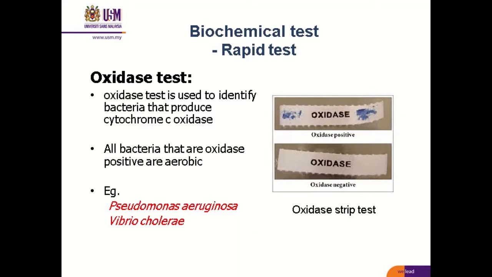And then another biochemical test is the oxidase test. The oxidase test is used to identify bacteria that produce cytochrome C oxidase. All bacteria that are oxidase positive are aerobic. For example, Pseudomonas aeruginosa and Vibrio cholerae.